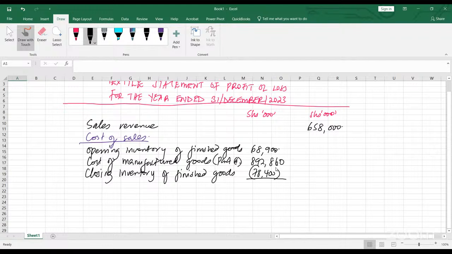So get the opening inventory plus the cost of goods manufactured, less the closing inventory of finished goods, then we get the cost of sales figure. Do the addition and the subtraction, please. Let's do that very fast. You should be having a calculator.